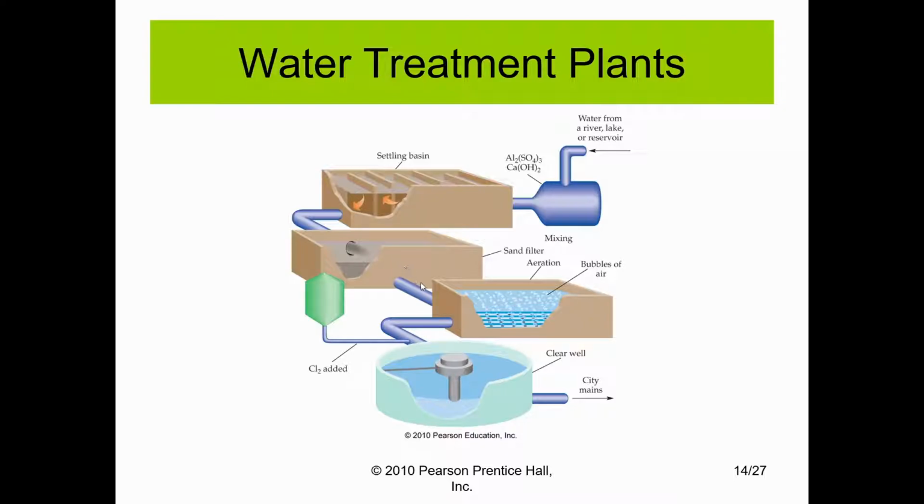After that, in a settling pool, air is bubbled through. This bubbled air helps to remove any odors or smells and make sure that there's adequate dissolved gases in the water. Finally, chlorine is added, or any other chemical disinfectant that's desired, and the water is then ready to be distributed to the general population.